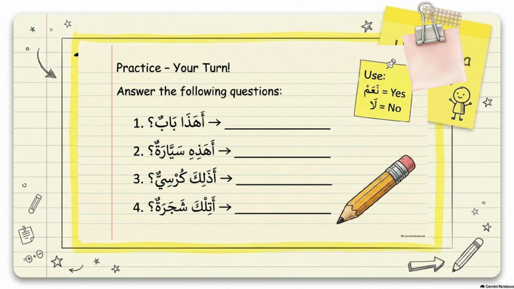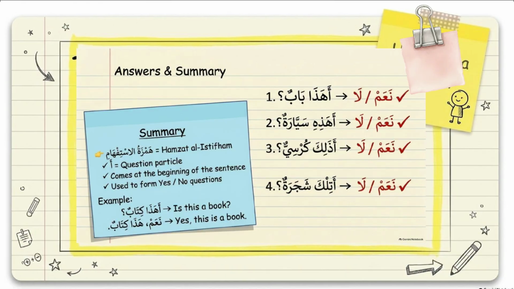All right, excellent effort. Let's check our work together. Here are our answers and our final summary. You would answer each of these with a simple na'am or la, followed by the rest of the statement, exactly like we just practiced together. So let's quickly review our final summary checklist. We learned that hamzat al-istifham is our main question particle, it proudly sits at the very beginning of the sentence, and it elegantly forms our yes or no questions.